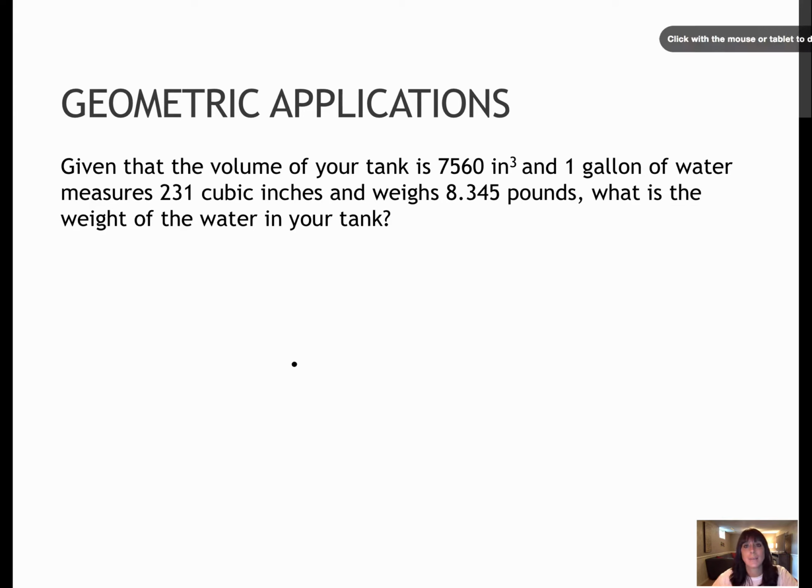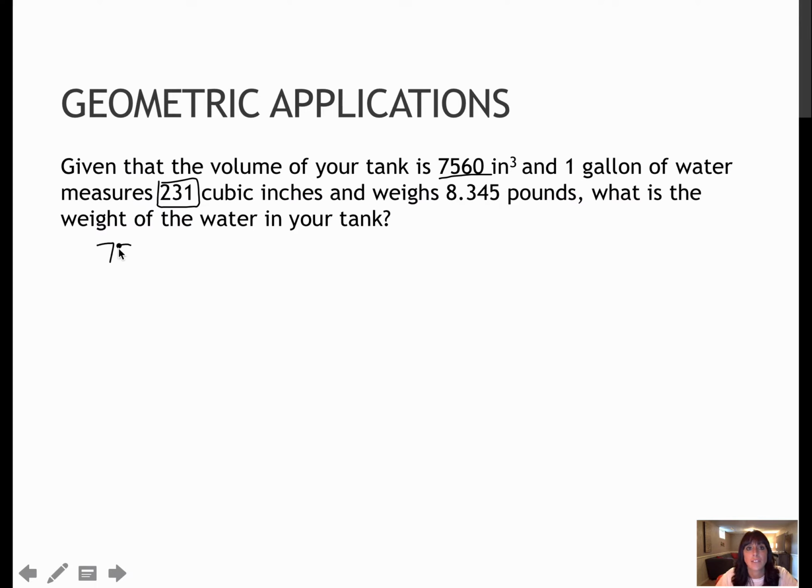Used in that same example, we know that the volume of the tank is 7,560 cubic inches, and 1 gallon of water, which is the same as 231 cubic inches, weighs 8.345 pounds. We're trying to find the weight of the water in our tank. So it makes sense that I'm going to turn this volume into gallons so that I can multiply that by how much a gallon weighs.